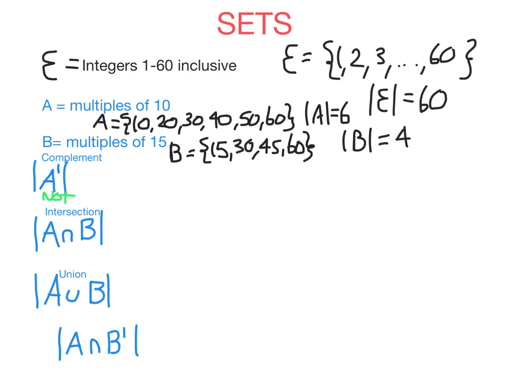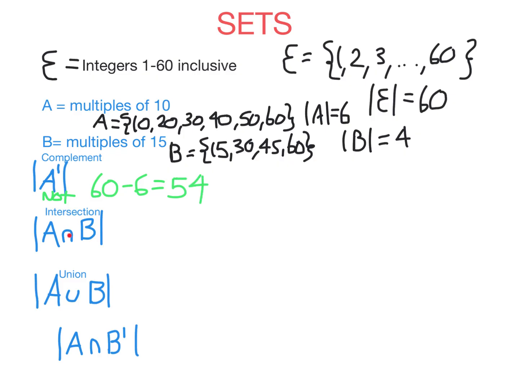Well, there's actually quite a few of them. So we're not going to write out the set not A or A complement. That'll take too long. These lines just mean I need to say how many are not in A. In other words, how many numbers from this universal set are not in A? Well, there are 60 in the universal set. There are 6 in A, so the number not in A must be 60 minus 6, which is 54.